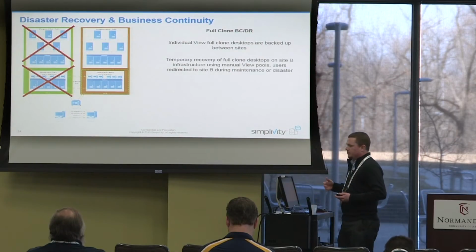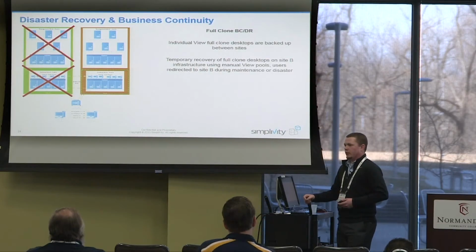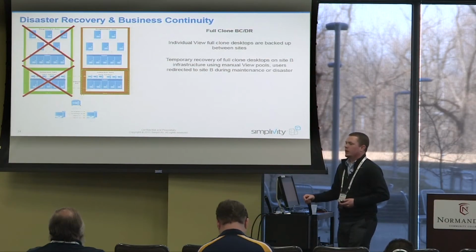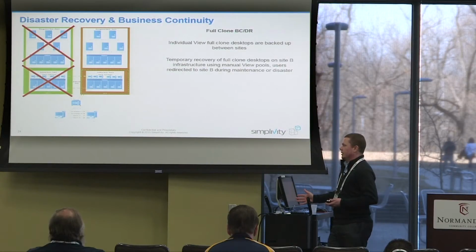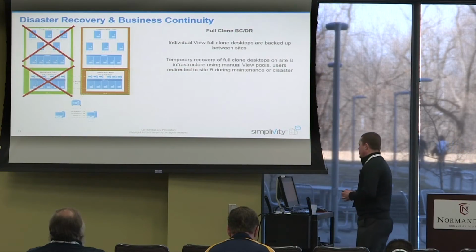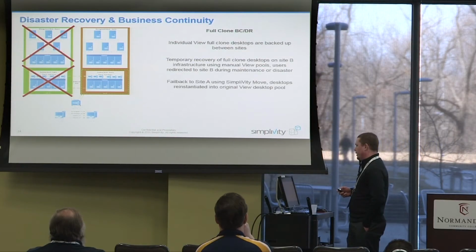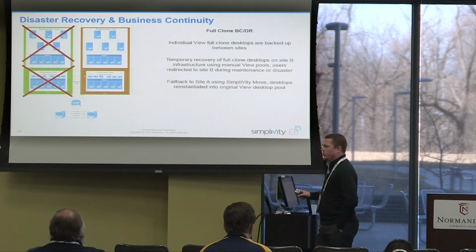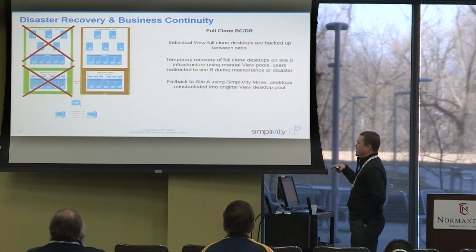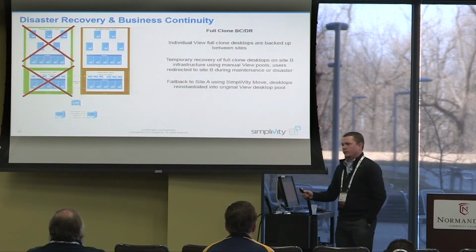Like I said, this can be anything from someone finding their backhoe and cutting some fiber, to the data center going down, or it could just be maintenance. We need to take the network core down in site A to do some maintenance, and we need to flip over to site B. So we temporarily recover on site B, and then we fail back to site A once it comes back online. Using a SimpliVity move, we can reinstantiate those desktops into their original pools, so there's no additional management overhead when I fail back.